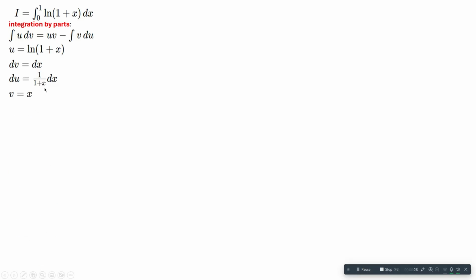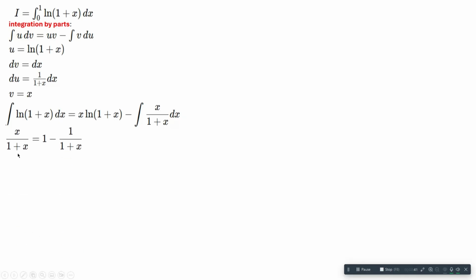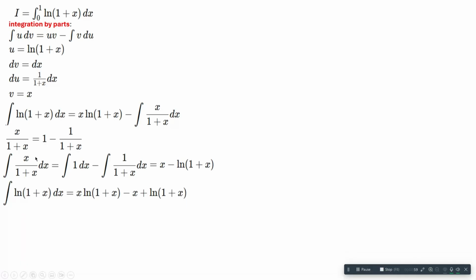Then we have du equal dx over 1 plus x and v equal x. Therefore, the integral from 0 to 1 of log of 1 plus x dx equals the uv part minus the integral of v du part. Rearranging, x over 1 plus x equals 1 minus 1 over 1 plus x. Therefore, the integral of x dx over 1 plus x can be evaluated as x minus log of 1 plus x. We plug this integral into this equation, then we have this equation.